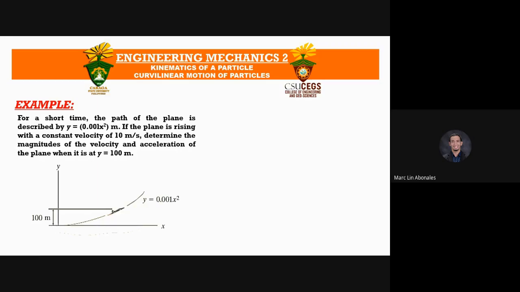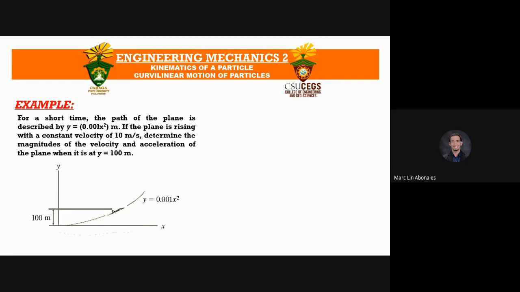Pero in this case, sa atong second example, this is actually an example kung asa wala tay given na equation that describes the horizontal or vertical path or position with respect to time. Ang given lang ani is the equation of the path, that is y is equal to 0.001 x squared. Mao lang na ang given sa ato ang second example.